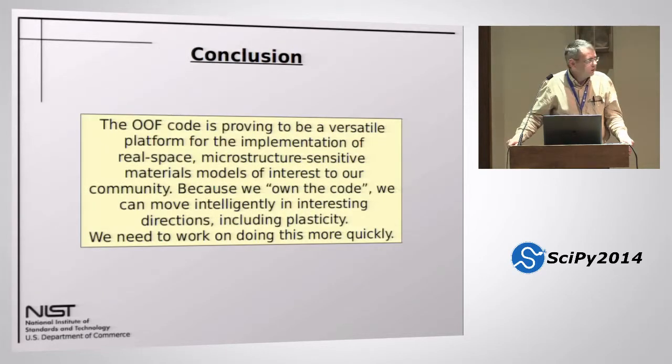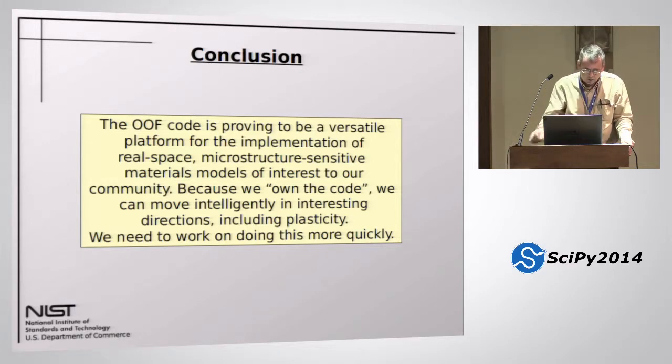So my first conclusion is what we've learned from this: plasticity is hard. That's not on the slide, but the other thing we've learned is that actually the OOF code is a versatile platform for implementation of these kinds of real space microstructure sensitive materials models that are of interest to our community, because we own the code and because it's Pythonic and because it's easy to use the relevant abstractions. We're actually able to make the kinds of changes we need to do even when they're large and terrifying. The thing we have a problem with is we probably don't move fast enough. We really do have a problem with slowness.